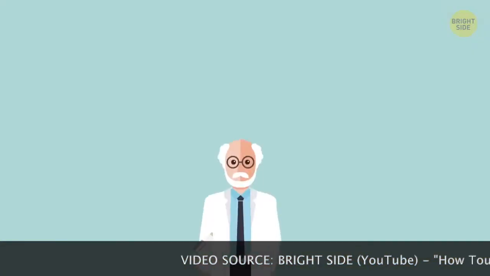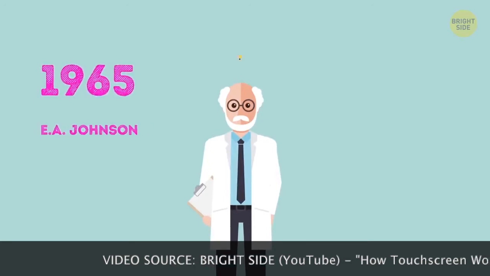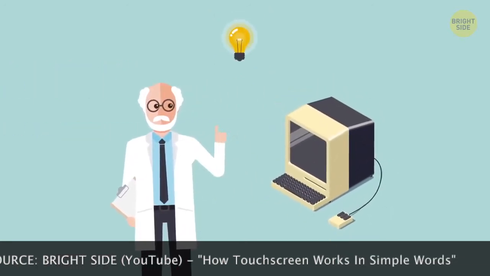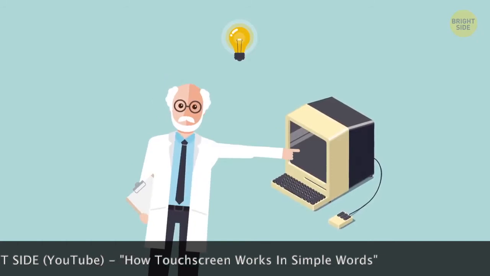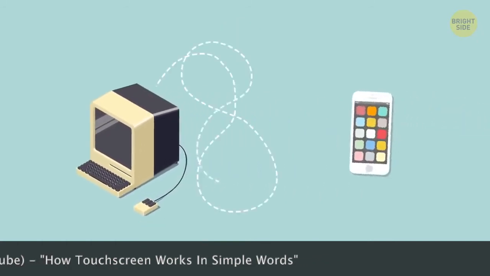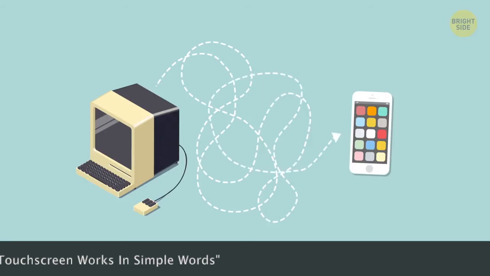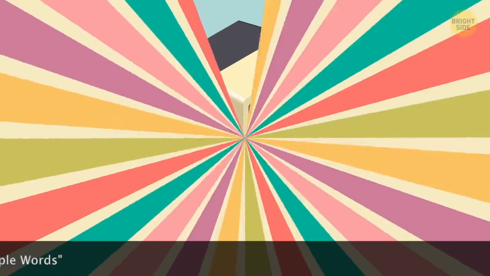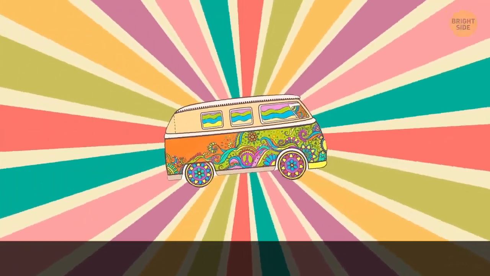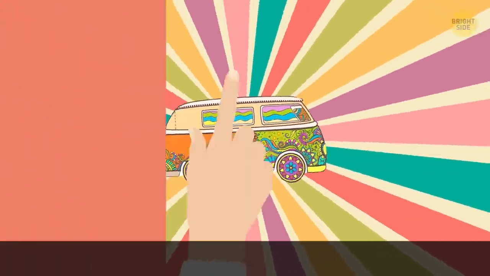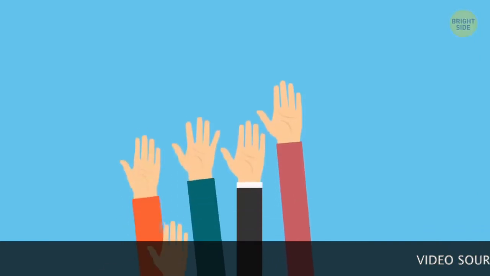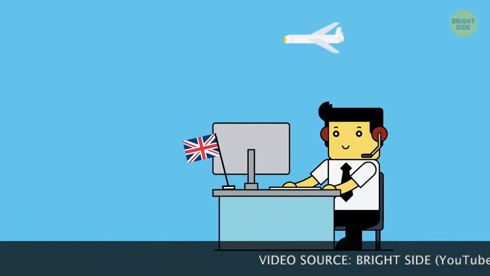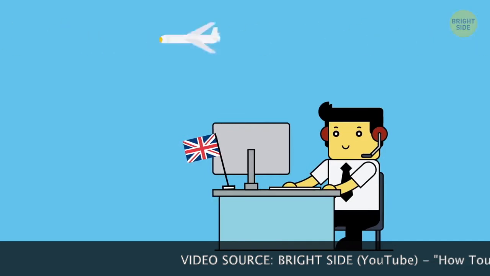In 1965, E.A. Johnson created the very first finger-driven screen. Granted, it could process just one touch at a time, so still a long way to the multi-touch displays of today. And it either registered a touch or not. Pretty basic, but come on, it was the 60s after all. Besides, even such a simple technology, by today's standards of course, had its takers. For example, the idea had been used by British air traffic controllers till the late 90s.